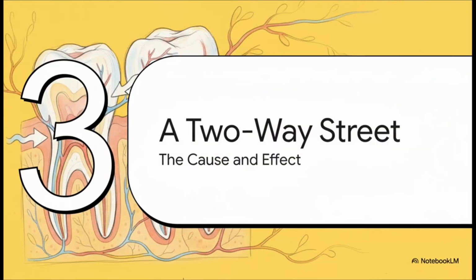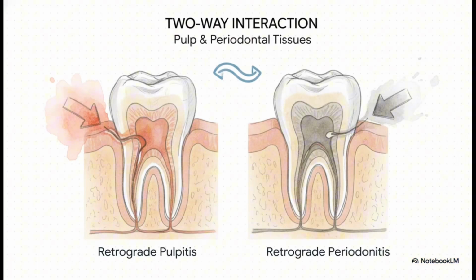Now, this is super important to remember. This is not a one-way street. The influence between the pulp and the periodontium goes both ways. It's completely reciprocal. A problem that kicks off in one can absolutely cause a problem in the other, and vice versa. So how does that actually work?